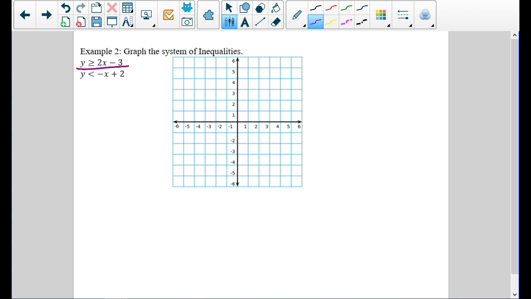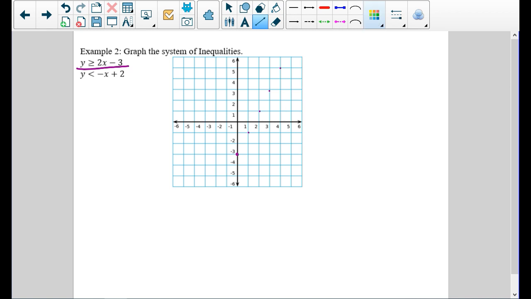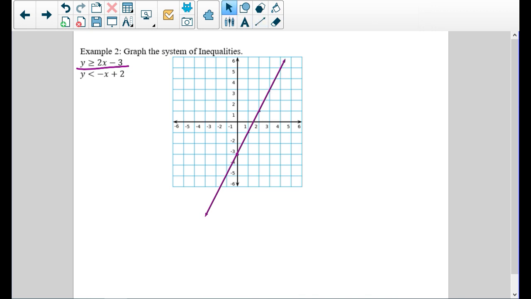I'm going to graph it in this purple. So starting here at negative 3, slope is 2, up 2 over 1. And again, I'm going to put a bunch of those on here. Solid line because it's greater than or equal to. So I'm going to do a solid line here. And y is greater than, so again I'm shading above this line right now.